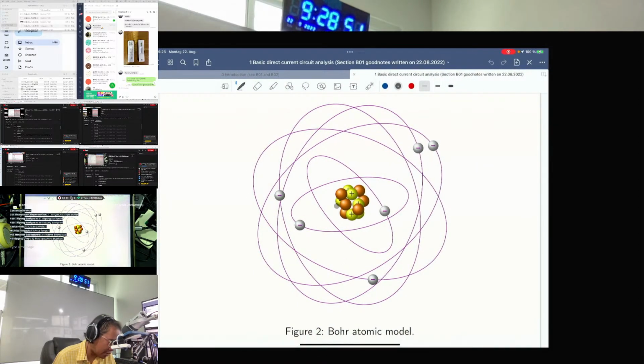Let's get back to our atomic model. What is the reason why we need to have neutrons staying together with protons?